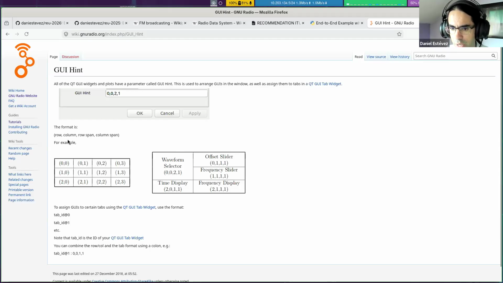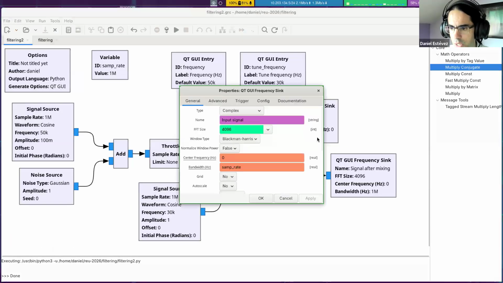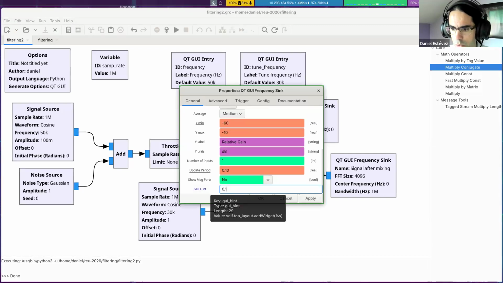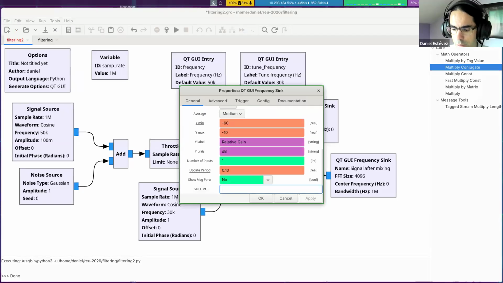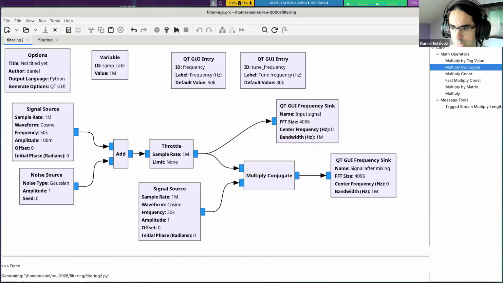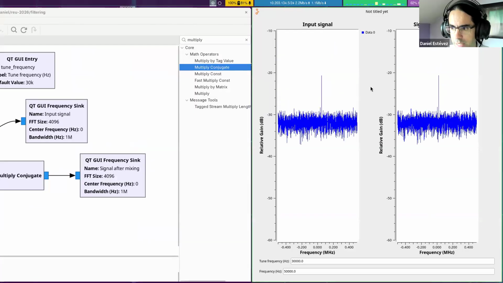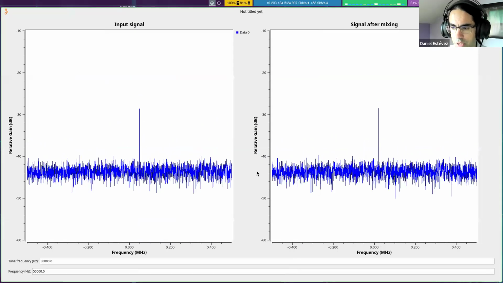Basically, row and column index, and then how many rows and columns these need to occupy. And these two, the row span and column span, are optional. If you omit them, it's implicitly meant to be 1. So for this one, we could say just 0, 1 instead of 1, 1. So that's how to set the GUI hint. And very simple here, I'm going to do 0, 0. So this will be in the top left corner, and then 0, 1 will be in the top right corner. So far I only have 2 plots, but I will keep adding a few other plots to this.